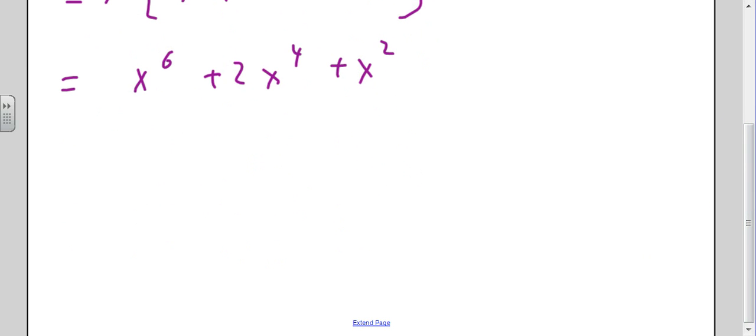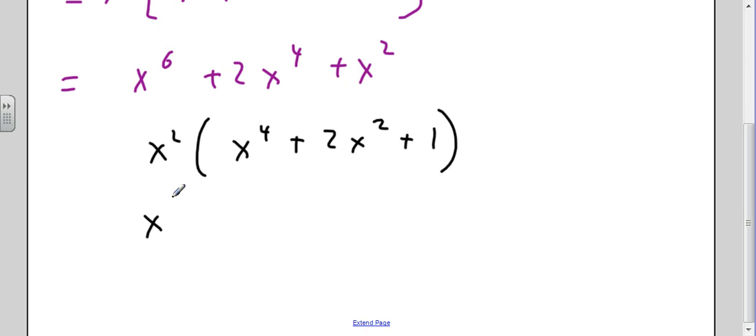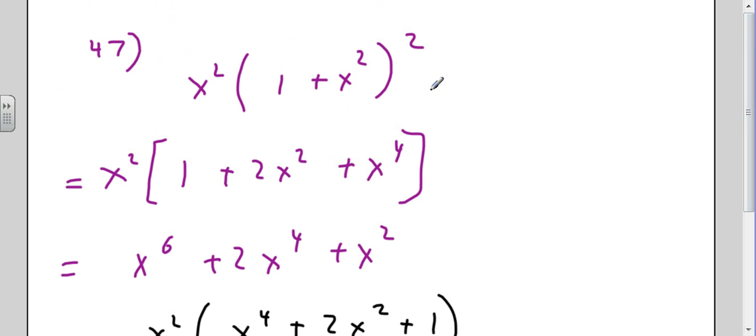Now, in a future chapter, we're going to have this problem. We're going to have to factor it. So we'll factor it: x squared times (x to the 4th plus 2x squared plus 1). And then I'll say that's x squared times (x squared plus 1) squared. And we got back to where we were.